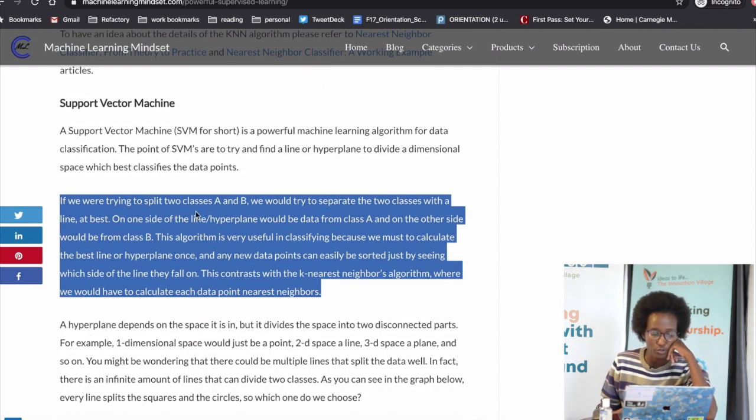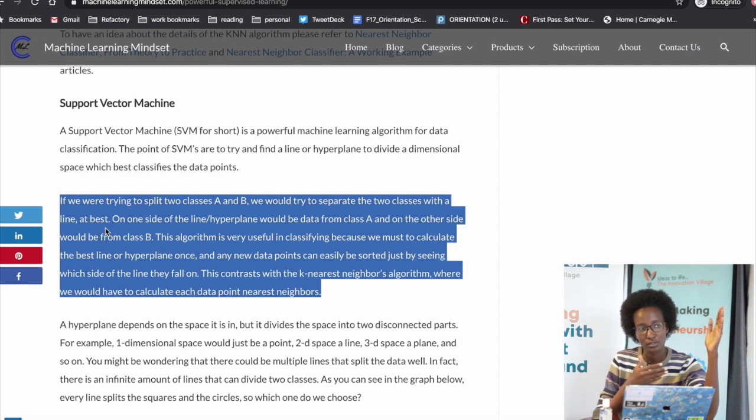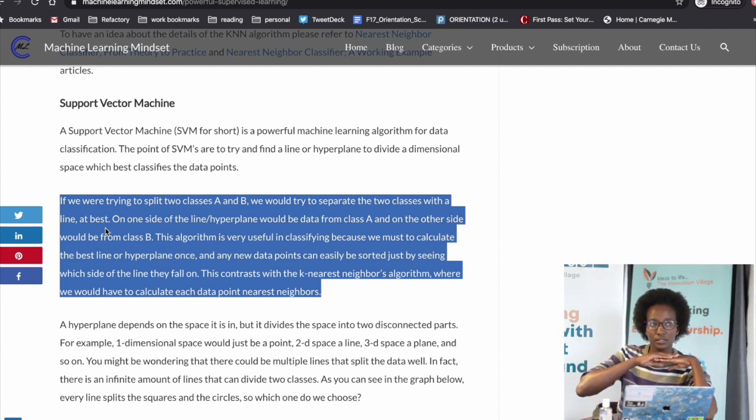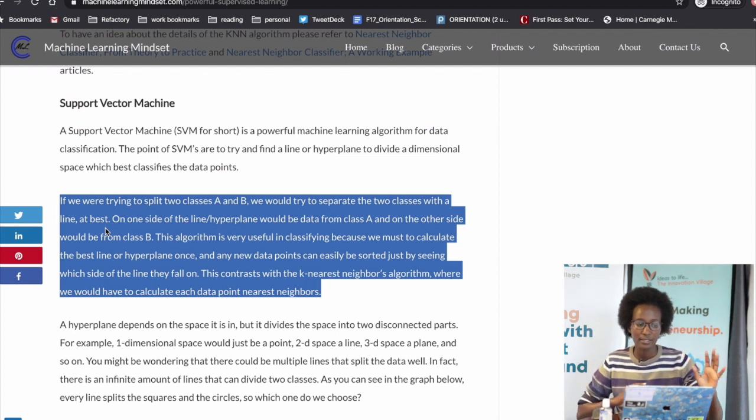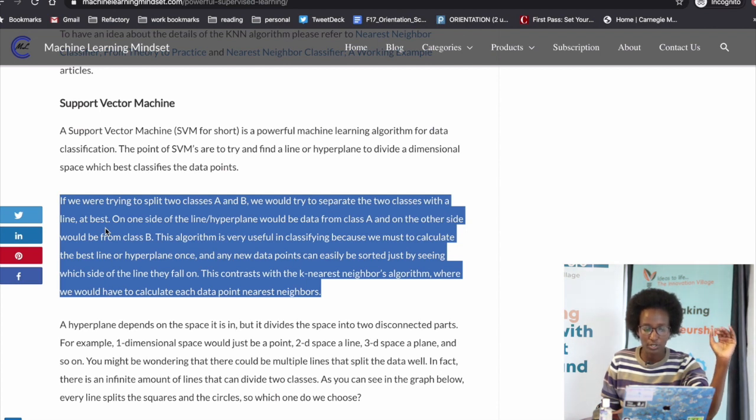If we're trying to split two classes A and B, we would try to separate the two classes with a line at best. Like before, remember in linear regression, this is our data, and if we plot our data on just an x and y axis, the quantity of the output variable is determined by the line that best fits the data. But now, on the flip side, in support vector machine, if we're trying to split two classes, we would try to separate the two classes with a line that best fits.